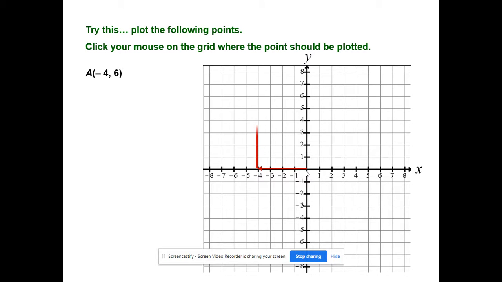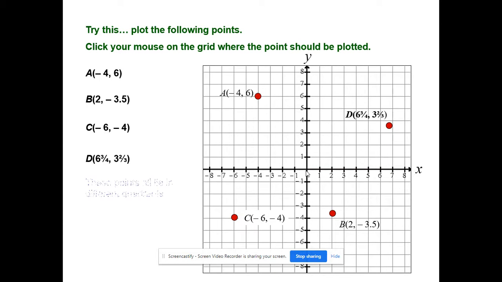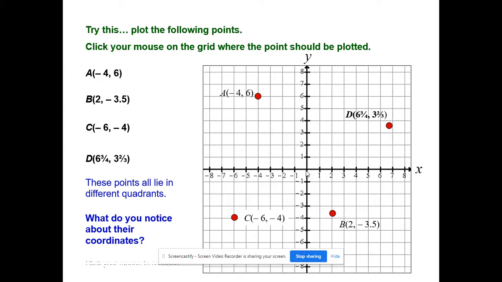So you can plot some different points. Negative 4, 6, I've got to go 4 to the left and up 6. Decimals are no problem. We're going to use a lot of computers when we deal with decimals and fractions, but I can go 2 to the right and then I can go down 3.5. If both numbers are negative, I'm going to be in quadrant 3. First I've gone to the left and then down. And I can deal with fractions as well. I'm at 6 3/4 to the right and then 3 2/3 up. So all of those points lie in different quadrants.